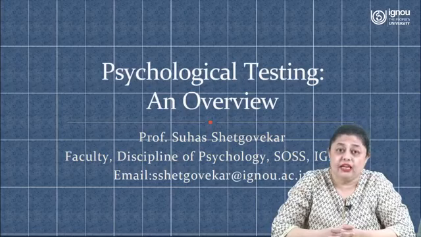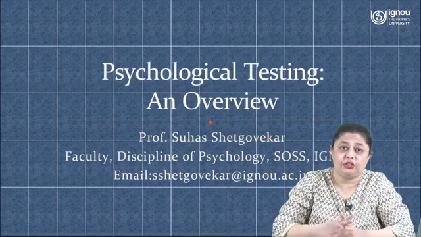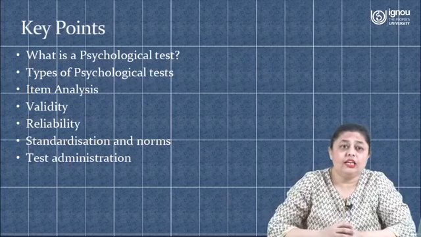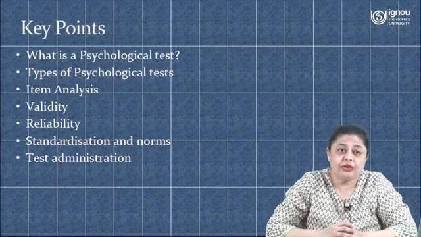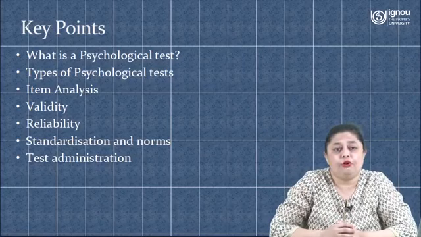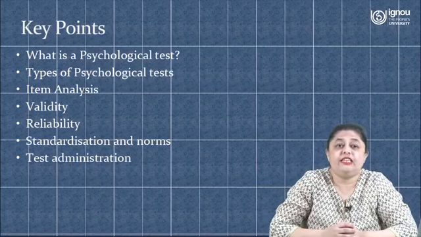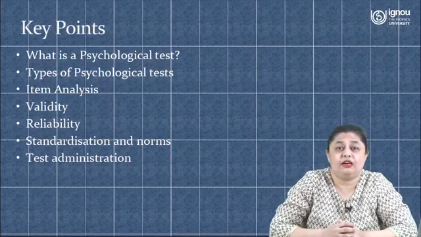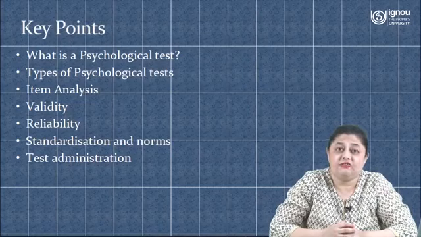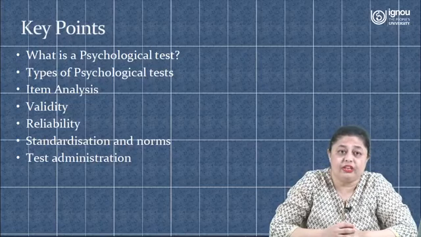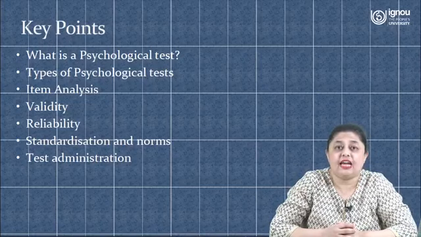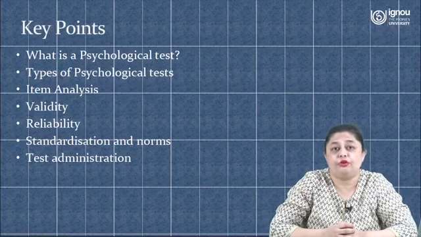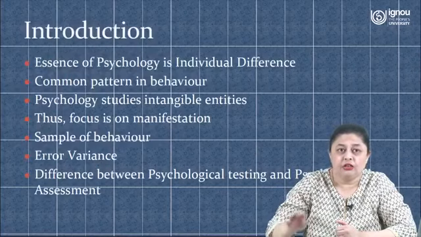So that is the reason why I have selected this particular topic. Now, what are the key points that I'm going to discuss? As you can see on your screen as well, I'm mainly going to focus on what psychological tests are and what the various types of psychological tests are. I'm also going to discuss three main important topics in psychological testing, that is item analysis, validity, and reliability. I'm also going to touch on standardization and norms, and then briefly I will focus on test administration, which is again relevant in your practicals, where you are supposed to learn how to administer a psychological test. So let us start.